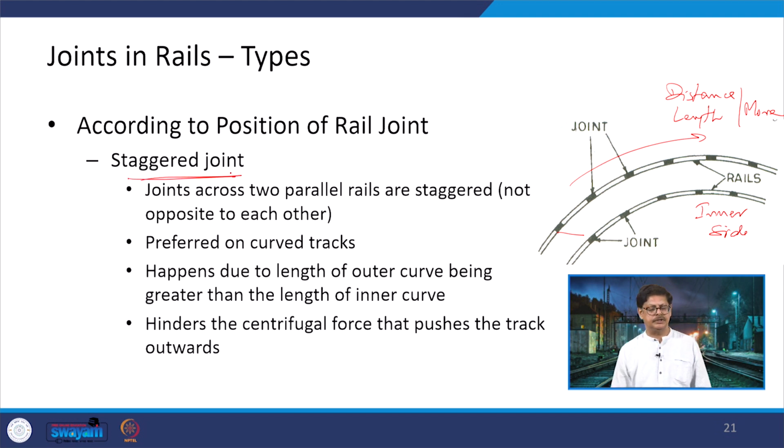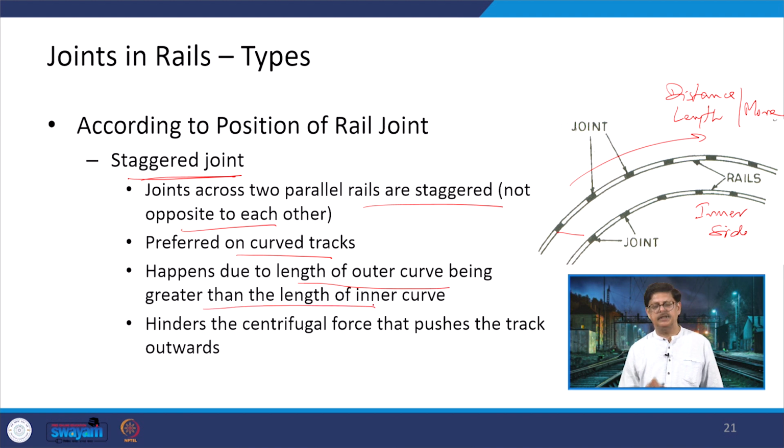So, in the case of a staggered joint, the joints across the two parallel rails are staggered, they are not opposite to each other. This happens on curved tracks, and this happens due to the length of the outer curve being greater than the length of the inner curve, as I already mentioned, and it helps resist the centrifugal force that pushes the track outwards. Now, because the two joints are not coming at the same location, even if there is a centrifugal force acting here, the other rail is continuous, so even if it passes through this joint, there will not be an issue.